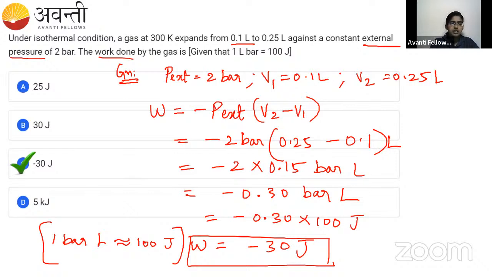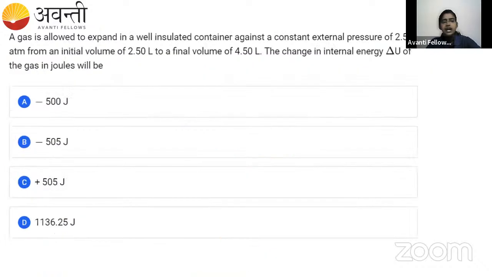So moving on to the next question. A gas is allowed to expand in a well-insulated container against a constant external pressure of 2.5 atmospheric pressure from an initial volume of 2.5 liter to a final volume of 4.5 liter. The change in internal energy delta U of the gas in joules will be. So we have to find out delta U. And we know that delta U is equal to Q plus W. Okay. And the question says that the container is a well insulated container.